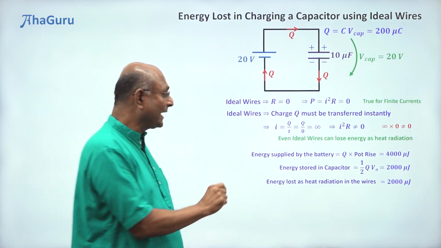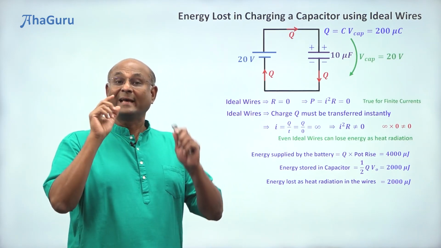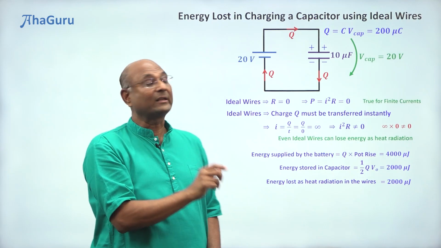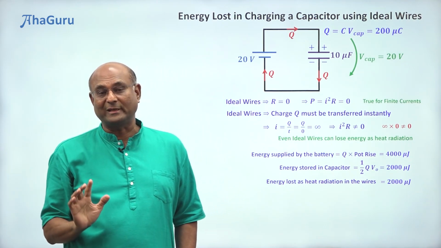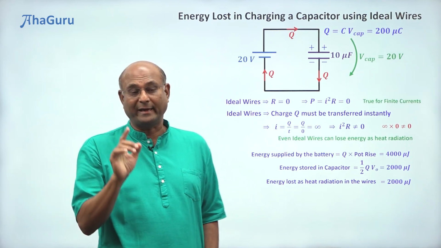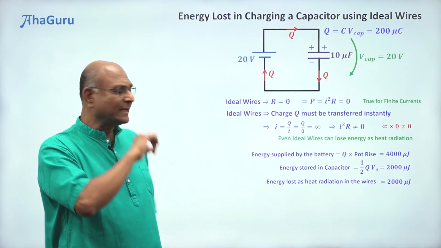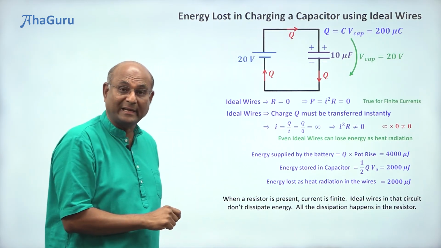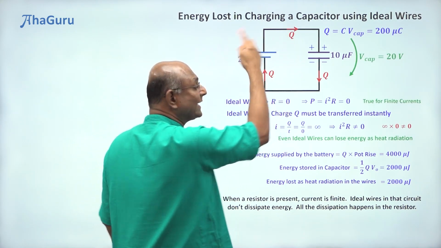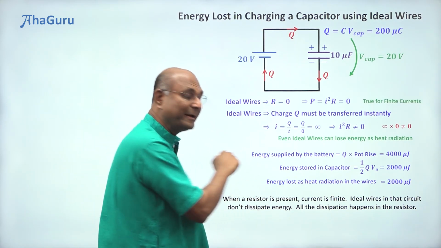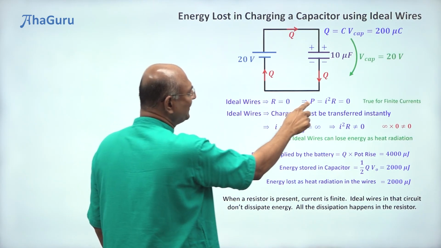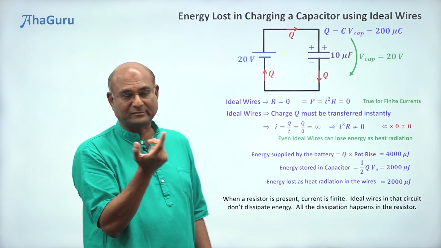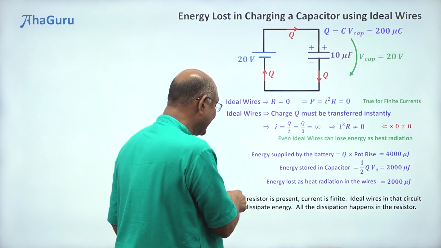So you have to be very careful about this. Ideal wires can radiate heat out in a circuit like this, because the current becomes infinite. To understand this, let us think about what happens when a resistor is present. Suppose there was a resistor present here. The resistor will make the current finite. The moment the current becomes finite, I squared R for the wire will become 0, because R is 0 for an ideal wire.